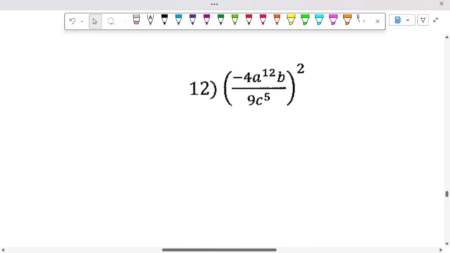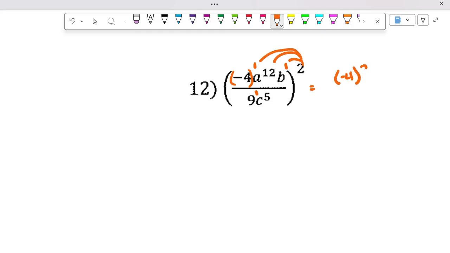Now, we're going to assume, since it's in parentheses, that this negative is with the 4. So when we raise it to a power, we're going to include the negative when we square it. If the negative is in the parentheses and it's being raised to a power, include the negative with the number. Now, if there is no number, make sure you put a -1 and square a -1. So if I multiply this to everything, this will be -4 squared.